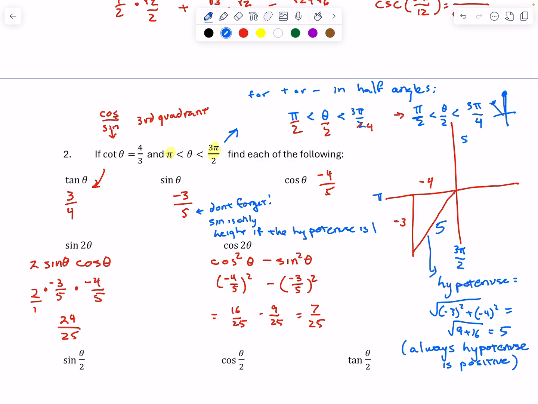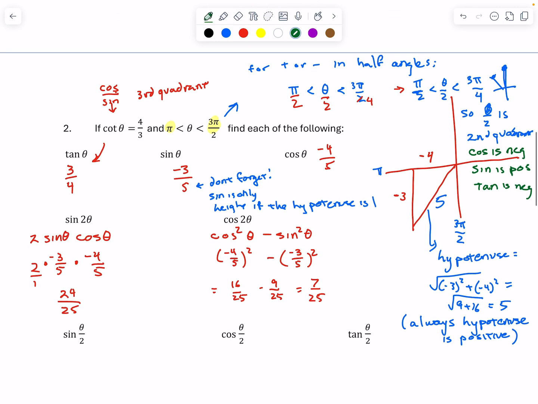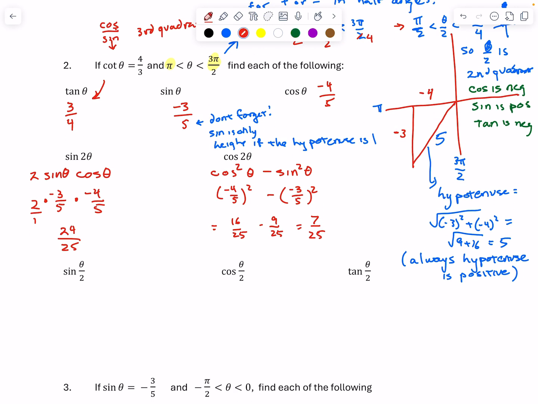So theta over 2 is second quadrant. That means cosine is negative, sine is positive, and tangent is negative. Okay, so that's the little detail. So sine will be positive square root of thingy. Cosine and tangent will be negative in the second quadrant. Okay, so we have formulas for sine, cosine, and tangent.